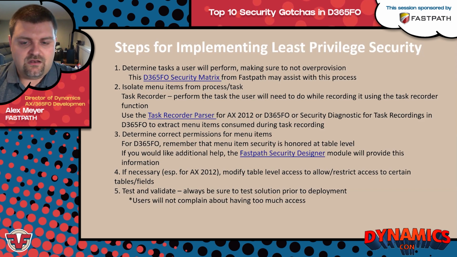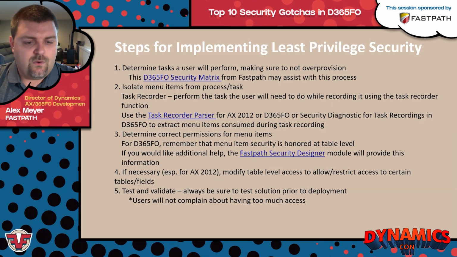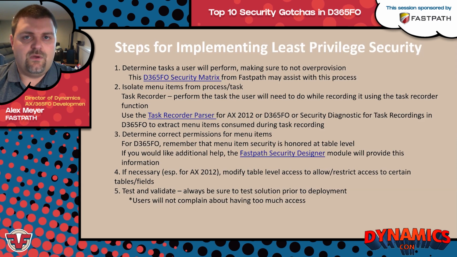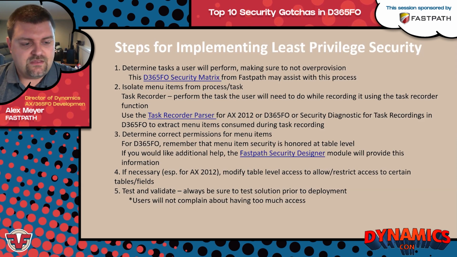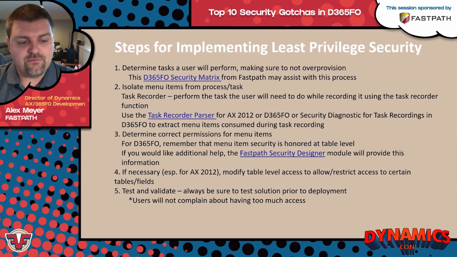We do have, again, resources to help you at FastPath if you would like. But otherwise, it's going to have to be something where you manually go in and set that security level. Obviously, step 4 is more geared towards AX 2012, but there are also going to be times when you need to allow or restrict access to certain tables and fields.